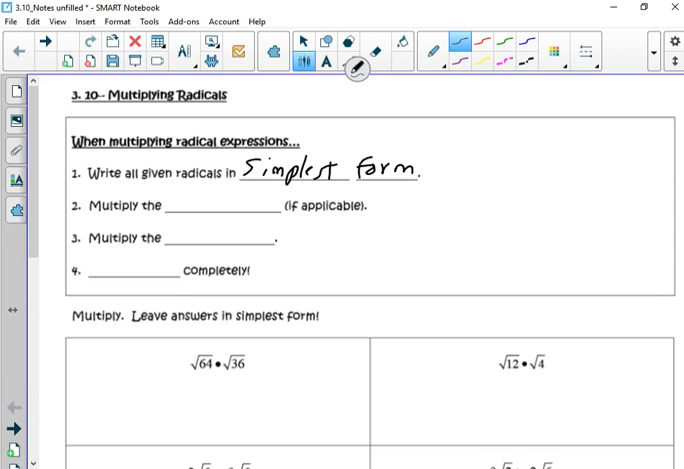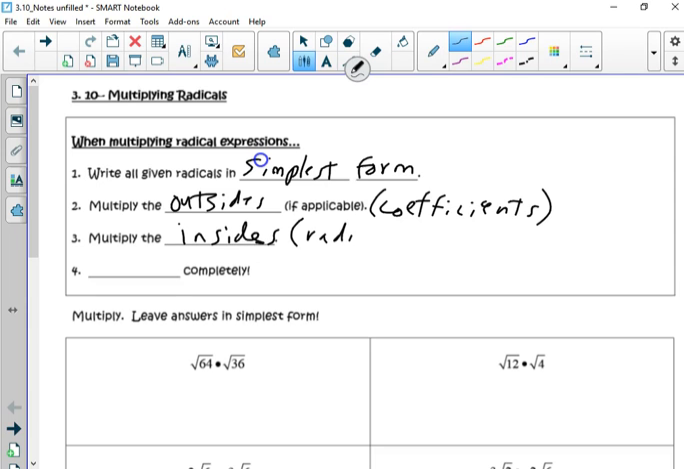If you multiply them before they're reduced, you're going to end up with two numbers that are going to be difficult to reduce. So you want to reduce them first. Multiply the outsides, if applicable. Those are the coefficients, the numbers in front of the radical, just like the numbers in front of a variable. Then multiply the insides, which is the radicand.